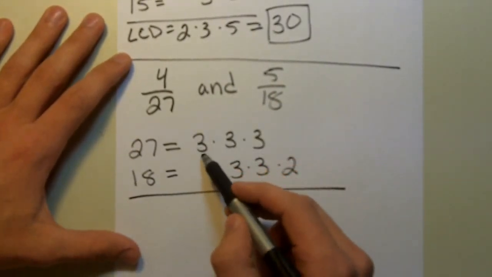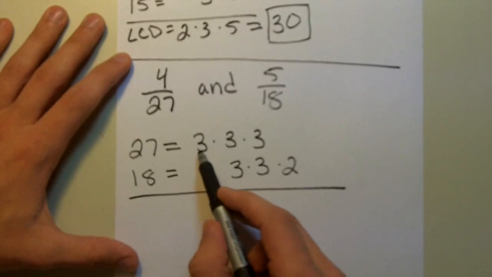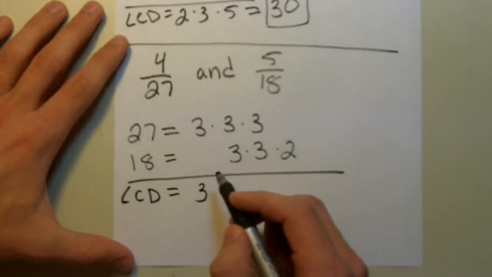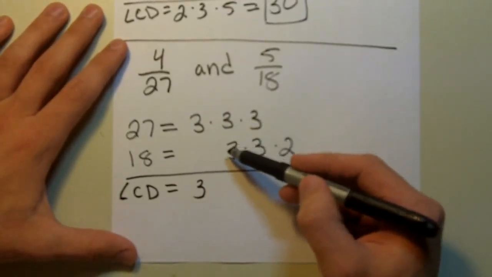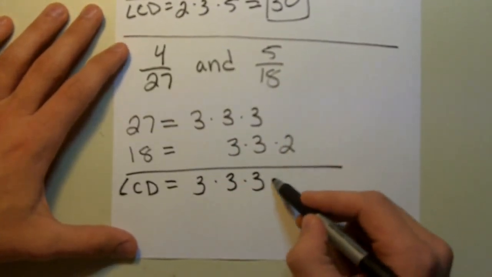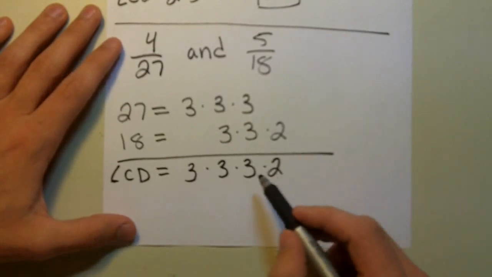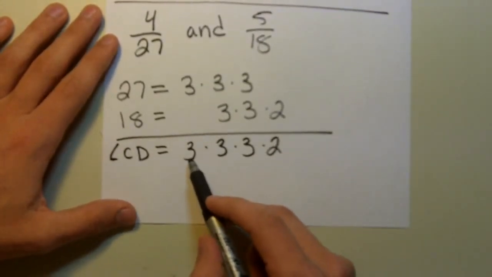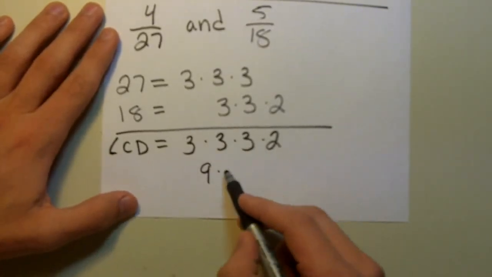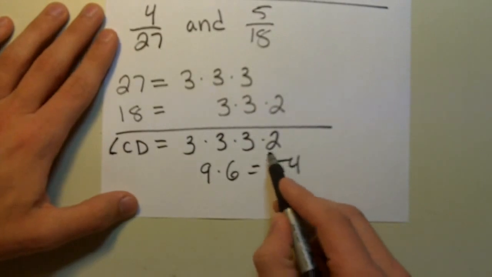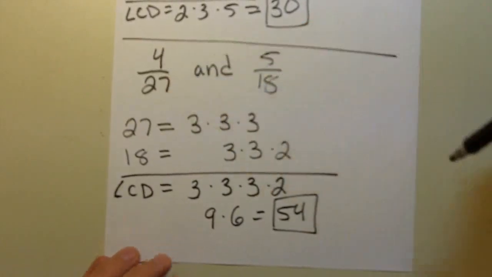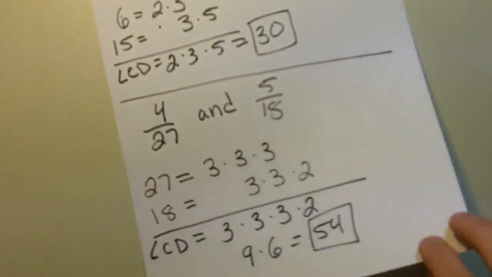So we know that this 3 can drop down because it's unique to this number. Alright, LCD. And now each of these numbers also has a 3 in it, so we can drop those down. And this 2 is unique, so we're going to drop that down as well. So what this means is that we're going to have 3 times 3 is 9, right? 9 times 6 equals 54. That's going to be our LCD of these fractions here, 4 over 27 and 5 over 18.